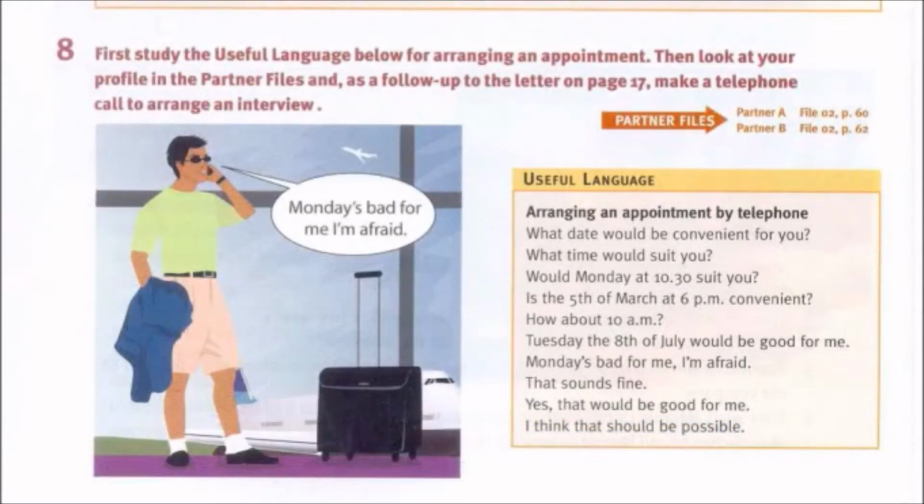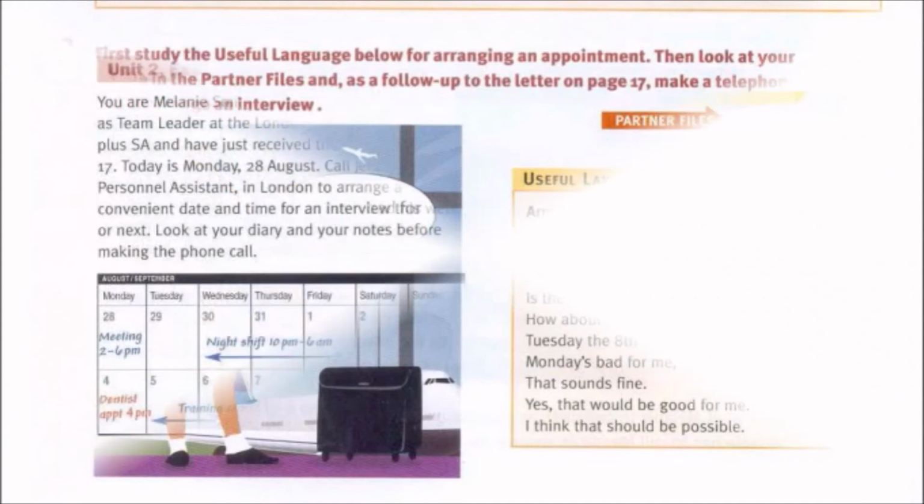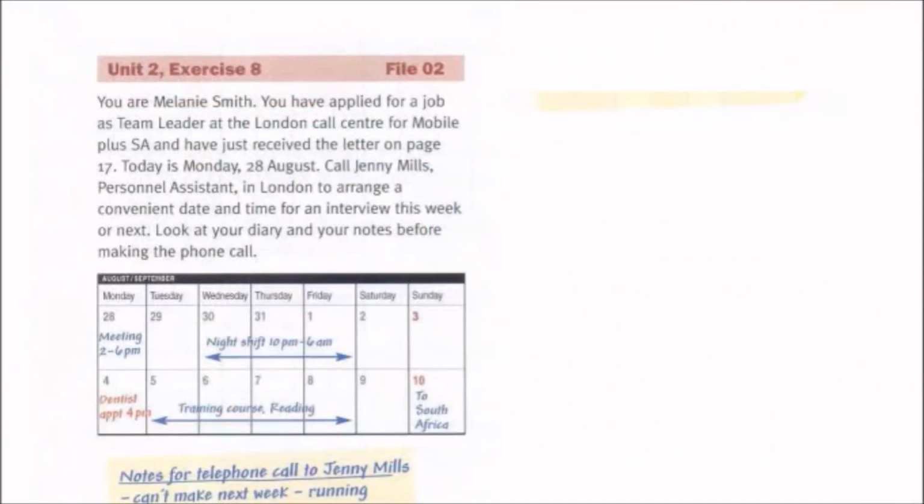Continuing exercise 8. Let's look at the profile in the partner files to make a telephone call to arrange an interview. Here are the partner files. We are partner 8, which is file 2 on page 60. Let's go to partner A, file 2, page 60. Here is partner file 2, page 60.